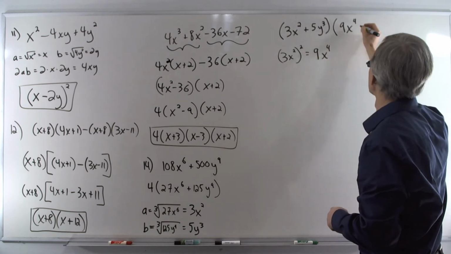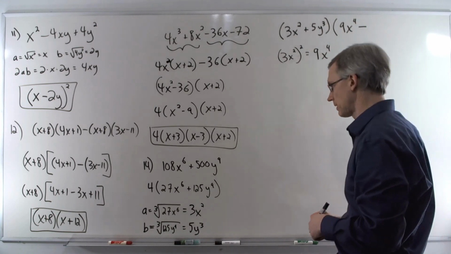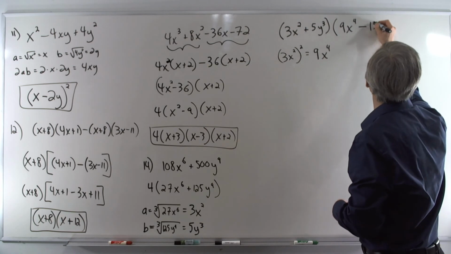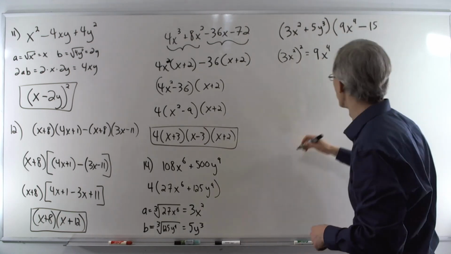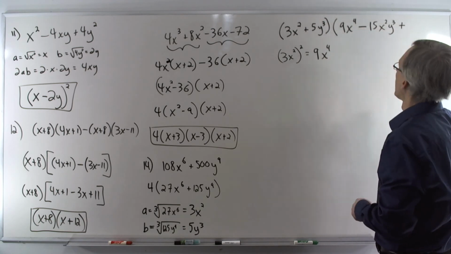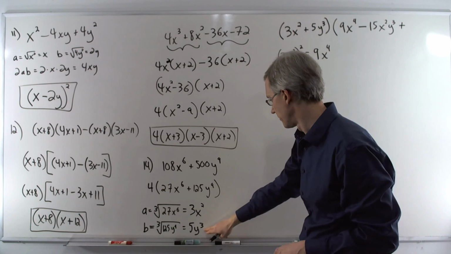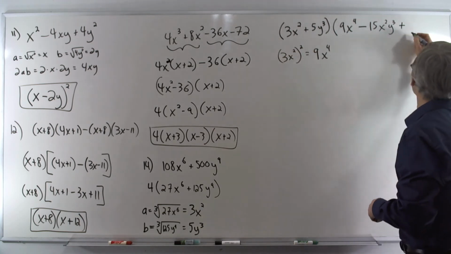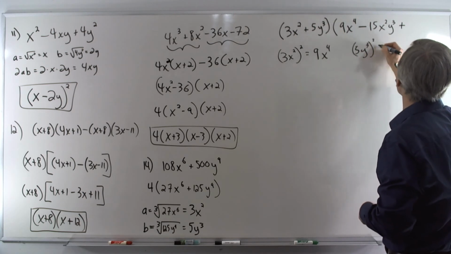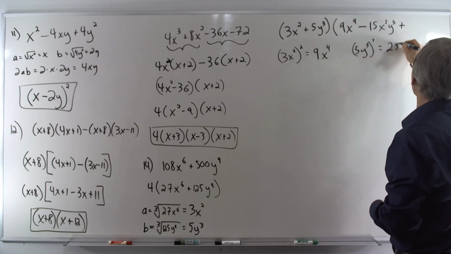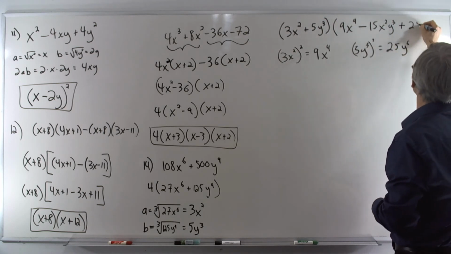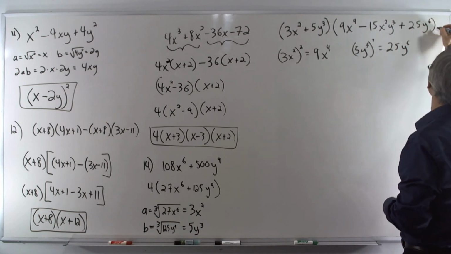Now we're going from addition, switch over to subtraction. Now we'll multiply a times b. 3 times 5 is 15. And then keep both x squared and y to the 3rd. And then we'll square this last one. 5y to the 3rd, square that. Five squared is 25. Y to the 3rd squared, multiply the exponents to get y to the 6th. So that's 25 y to the 6th power on the end.